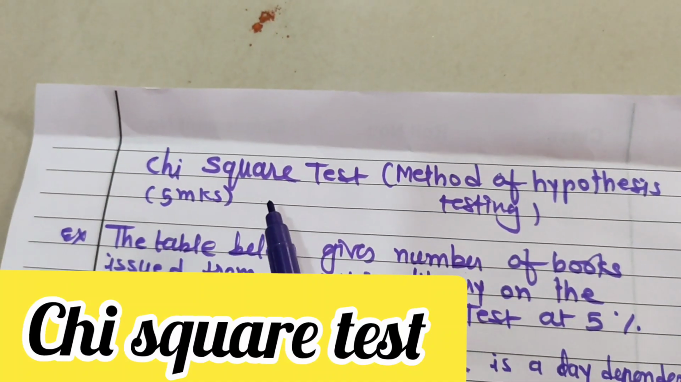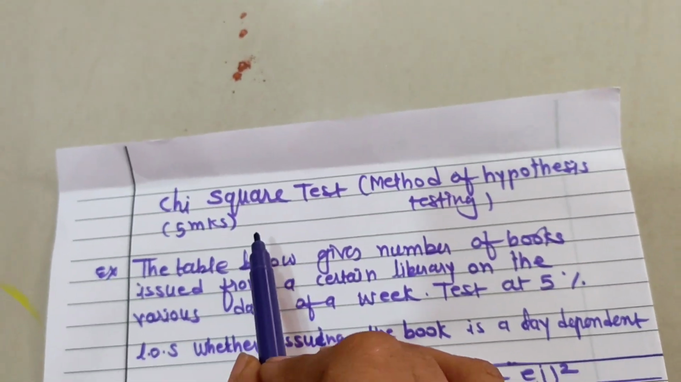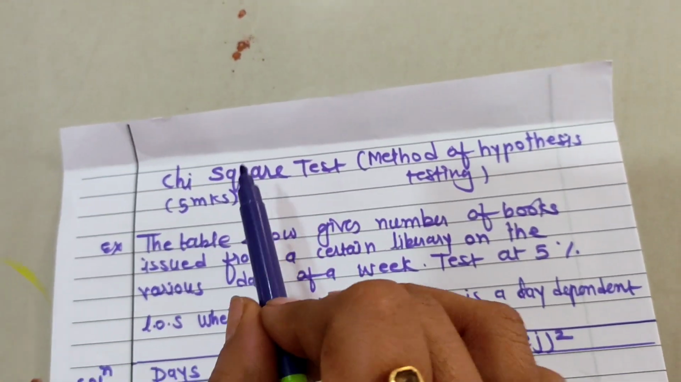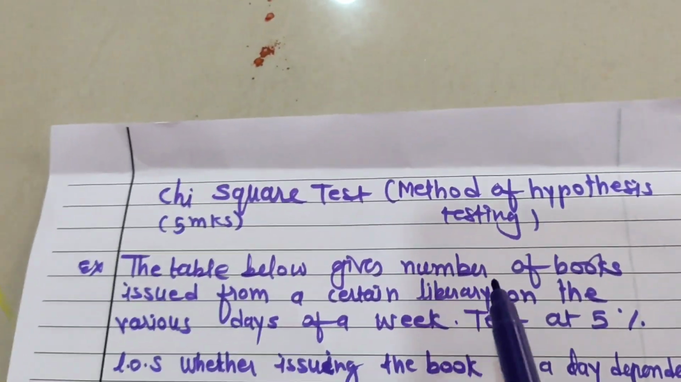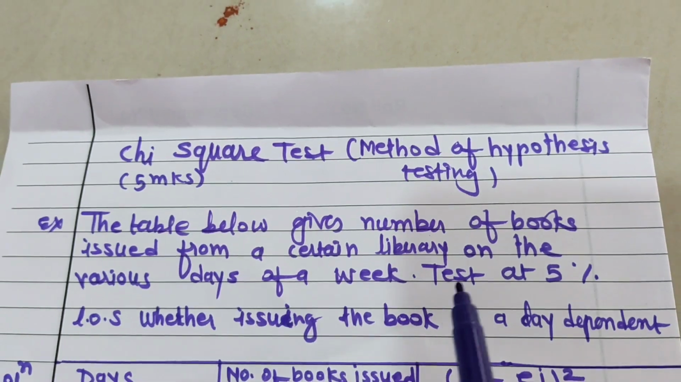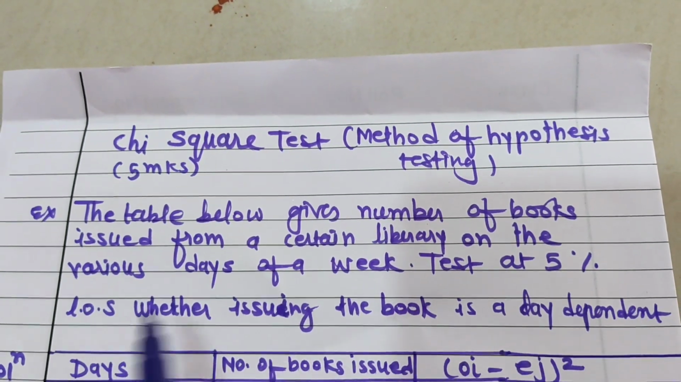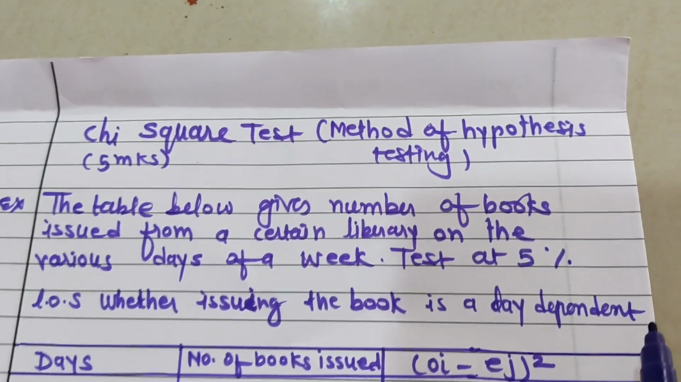This is the chi-square test method of hypothesis testing. This question comes for 5 marks. The question is like that. The table below gives the number of books issued from a certain library on the various days of a week. Test at 5% LOS, meaning level of significance, whether issuing books is day dependent.